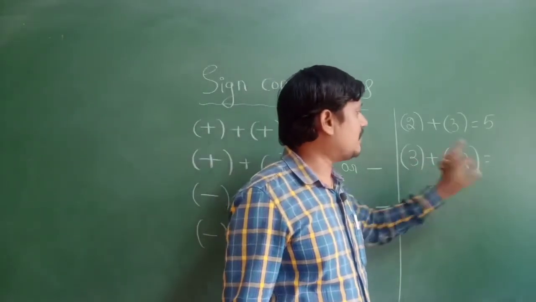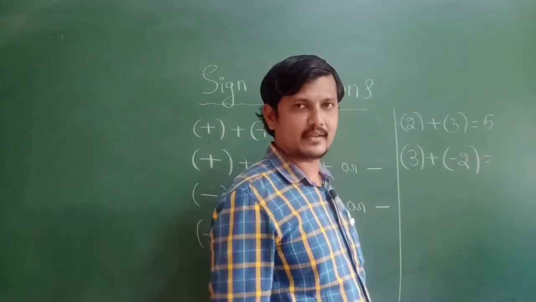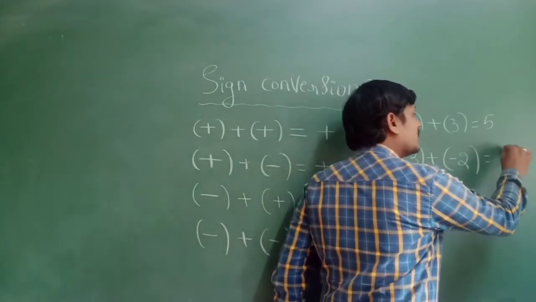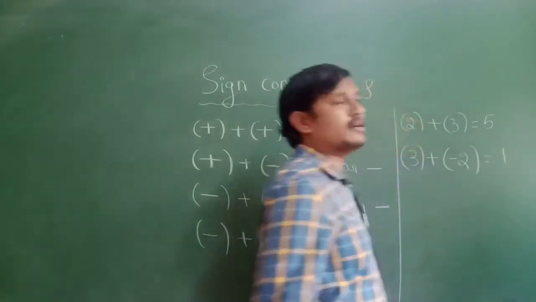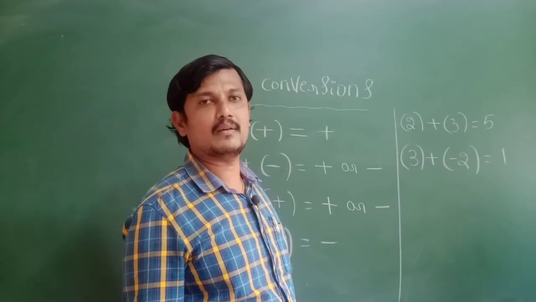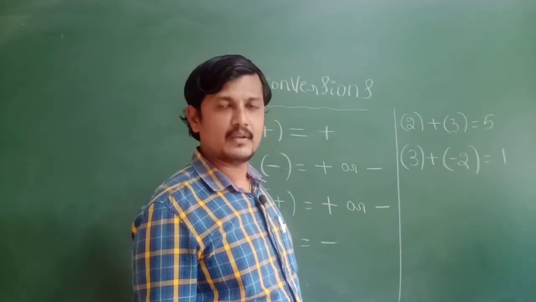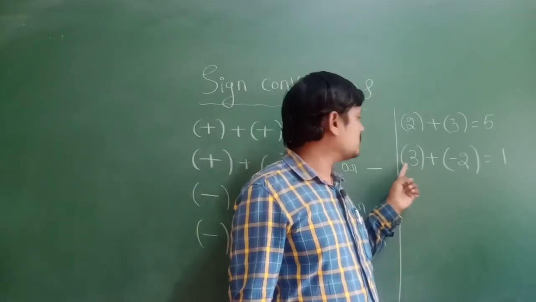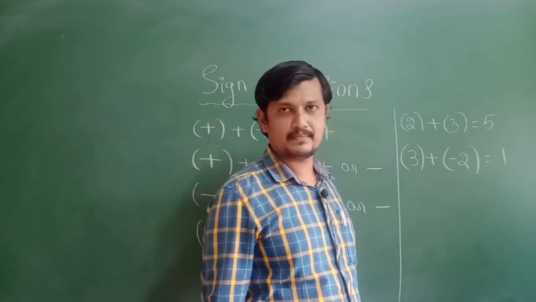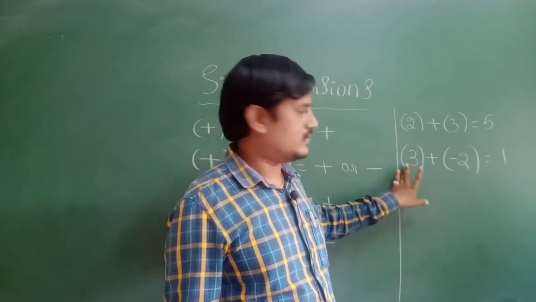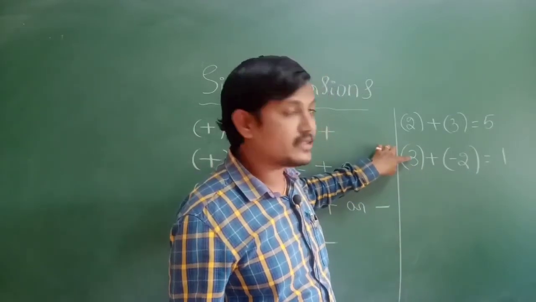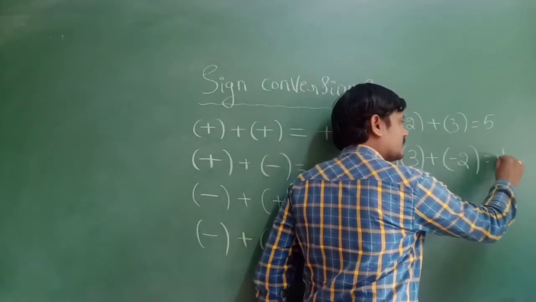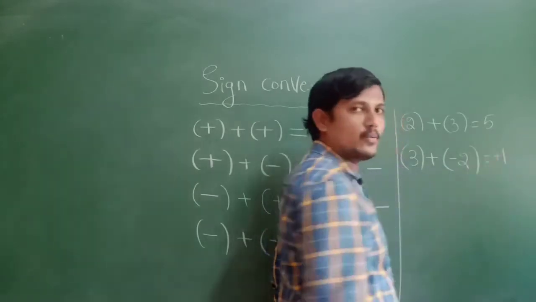Okay, 3 minus 2 is 1. Here we subtract, therefore 3 minus 2 is 1. Then here, is it positive or negative? It is positive. Which is the bigger number here? 3 is the bigger one or 2 is the bigger one? 3 is the bigger one. What is the sign of the 3 here? It is positive, therefore the answer here is plus 1.